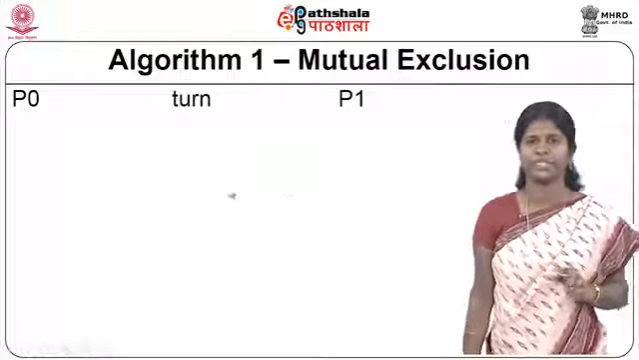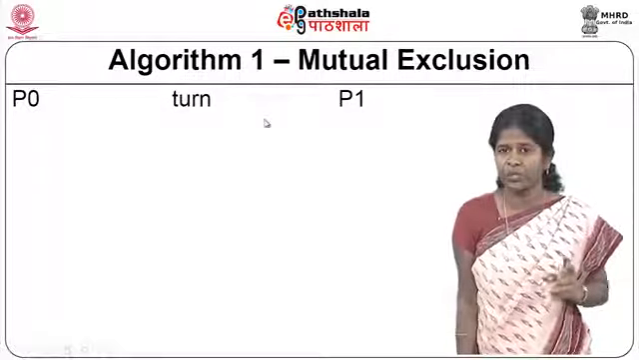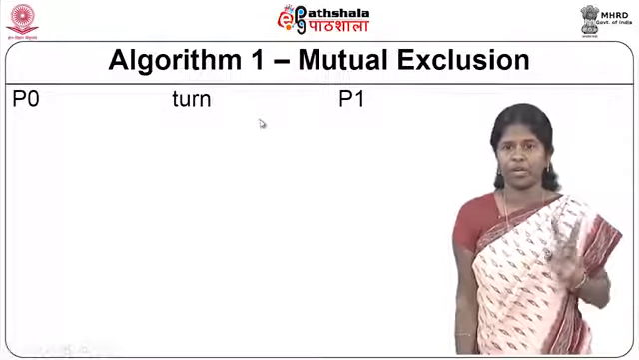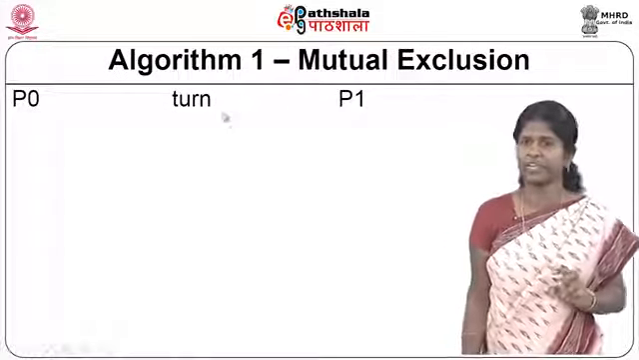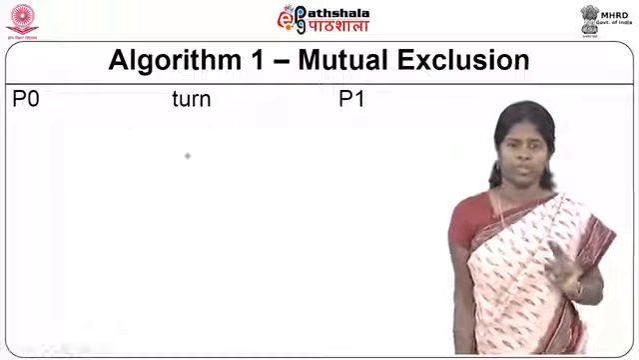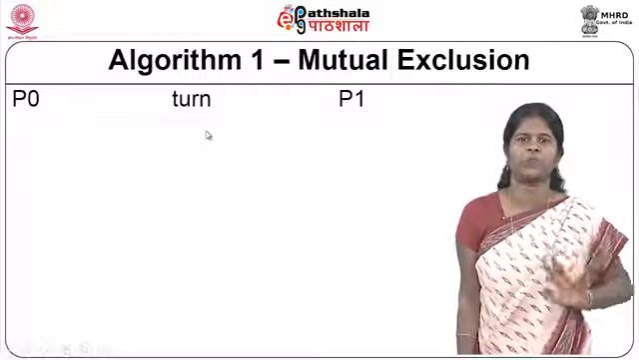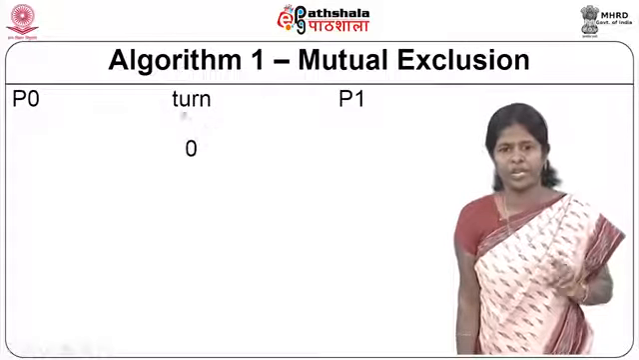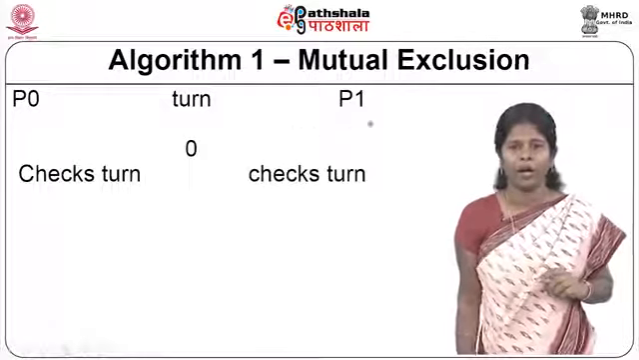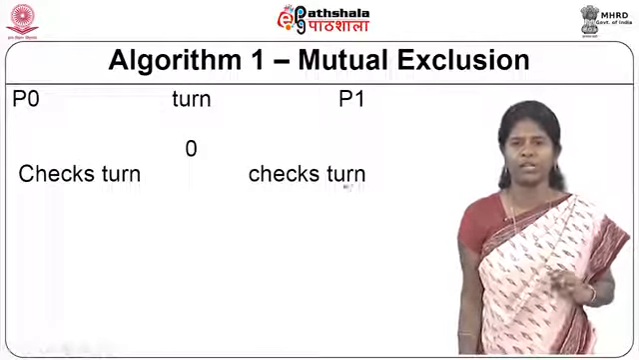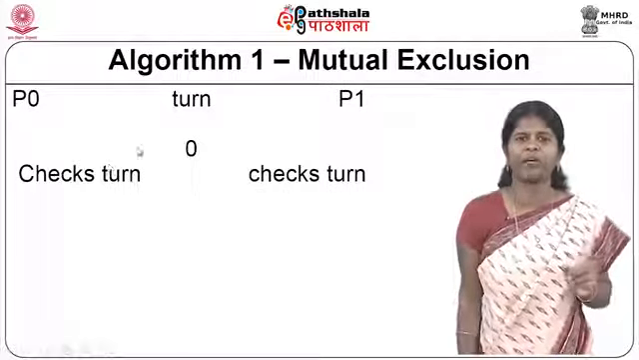We will see whether this algorithm satisfies mutual exclusion. And as I told you earlier, this is an algorithm for two processes. It is a solution to the critical section problem when there are only two processes. So you have this common variable turn between the two processes P0 and P1. Initially the value of turn is kept as 0, and P0 and P1 both want to enter the critical section. So both of them try to check the value of turn.